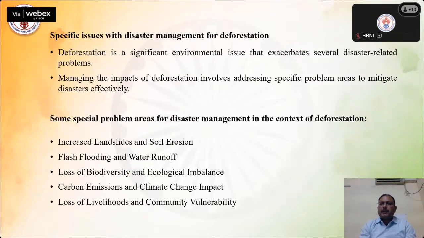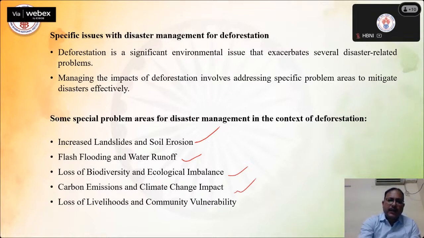Specific issues with disaster management for deforestation. Deforestation is a significant environmental issue that exacerbates several disaster-related problems I have quoted, like landslides, mudslides, community rehabilitation, loss of earning mechanism. Managing the impacts of deforestation involves addressing specific problem areas to mitigate disaster effectively. Some problem areas of disaster management in the context of deforestation: increased landslides and soil erosion, flash flooding, water runoff, loss of biodiversity and ecological imbalance, carbon emissions and climate change impact, and loss of livelihood and community vulnerability.